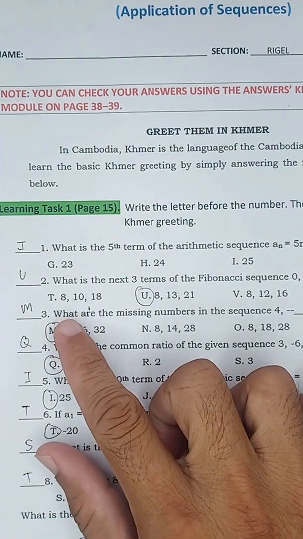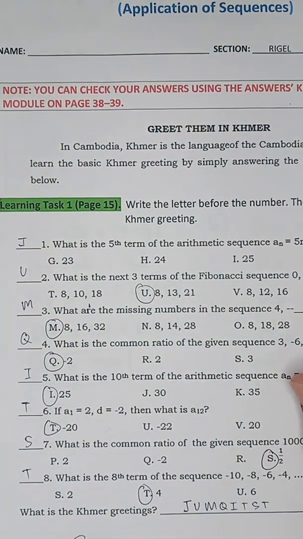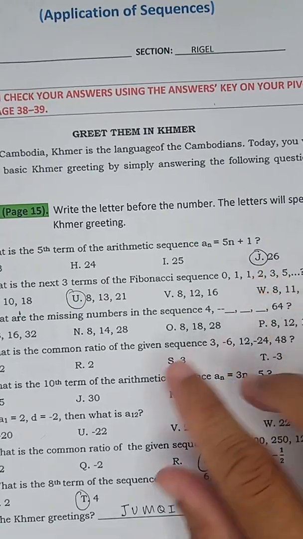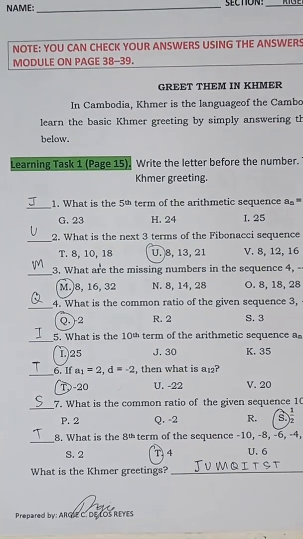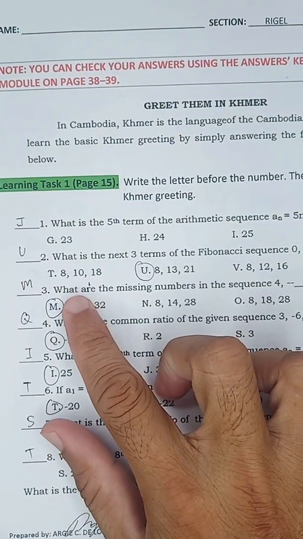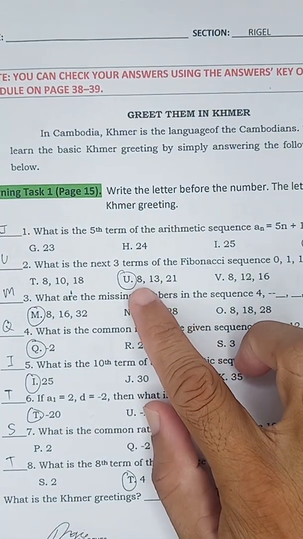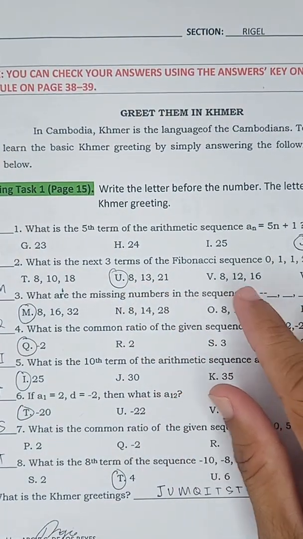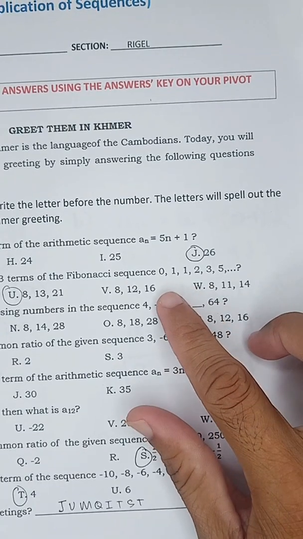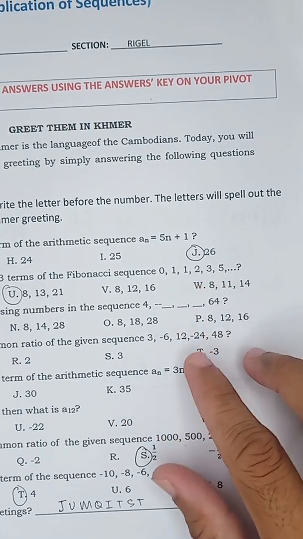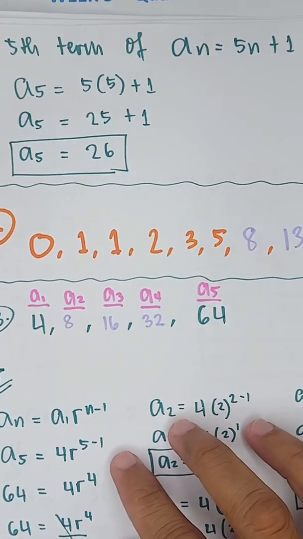Okay, so yung answer pala ng number 1 ay letter J, ayan, 26. Okay, so number 2, here's the question. What is the next 3 terms of the Fibonacci sequence? We have 0, 1, 1, 2, 3, 5. And then here is our answer for number 2.